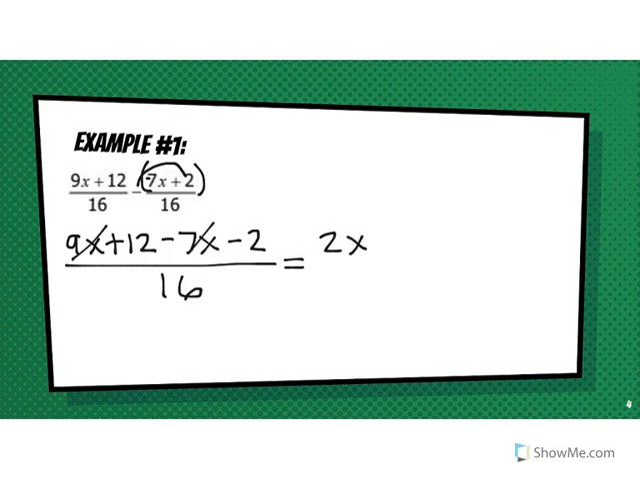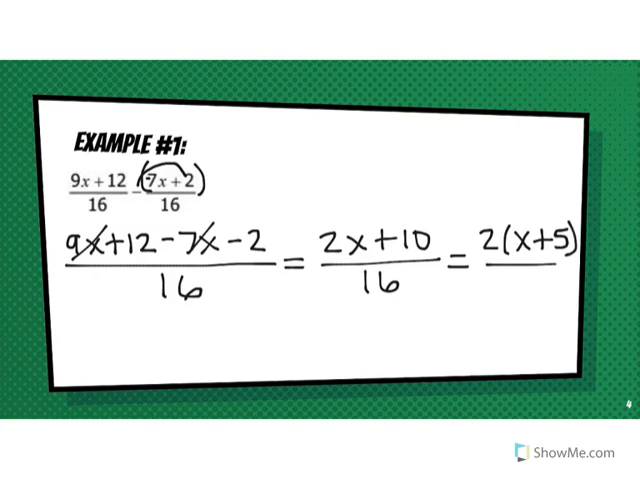And then 12 minus 2 is a positive 10. We have this all over one denominator, 16. We're going to go ahead and factor now, simplify our numerator. So 2 is our GCF, giving 2 times x plus 5, and then we're going to have that divided by 16. That means these will simplify, and we just get an 8 on the denominator now. So our final solution is x plus 5 divided by 8.